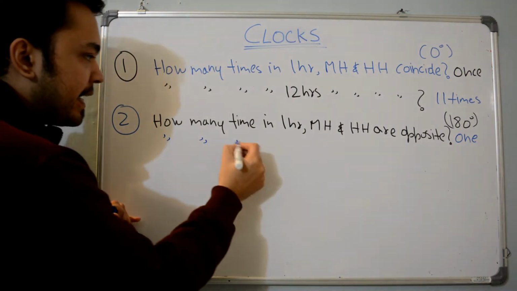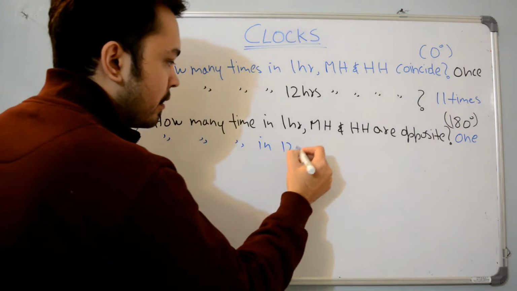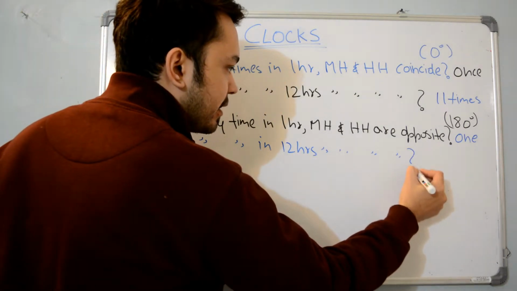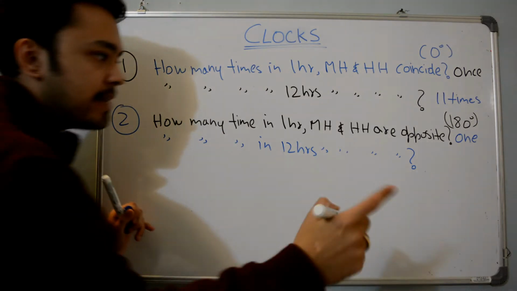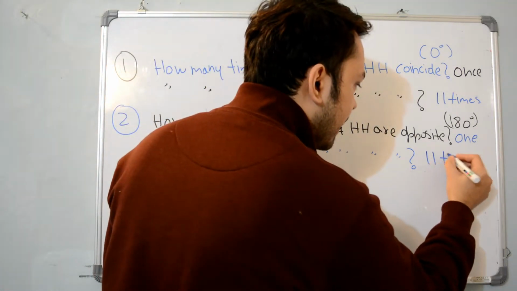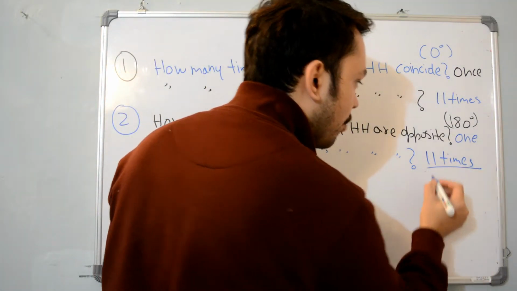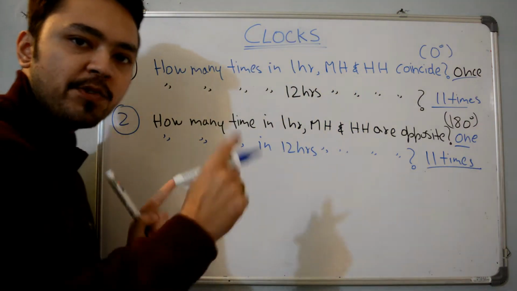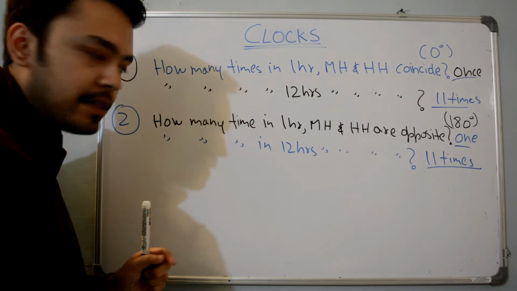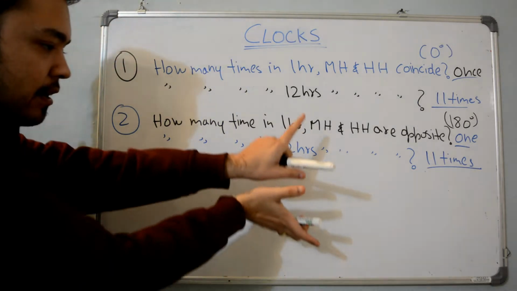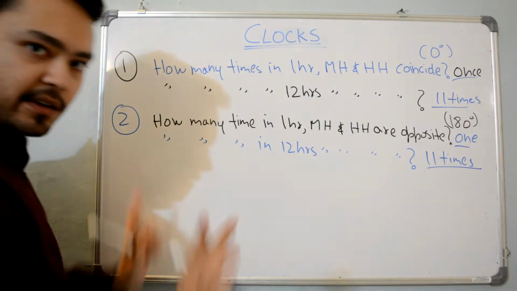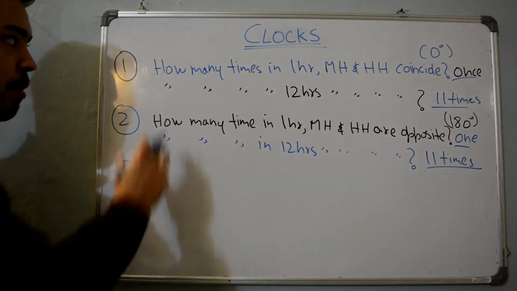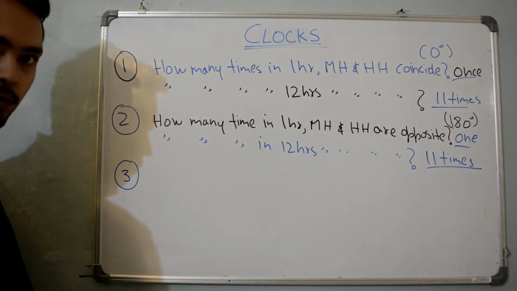Again, how many times in 12 hours will the minute hand and hour hand be opposite? Again, they will be opposite 11 times. Okay, why? Because between 5 and 7, right, they will be opposite only one time, that will be at 6. Clear?